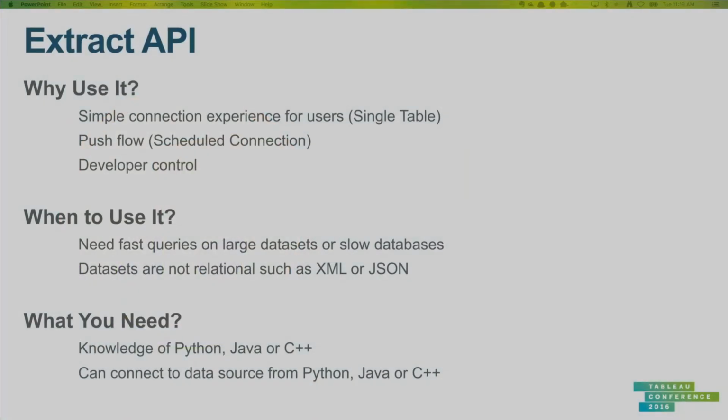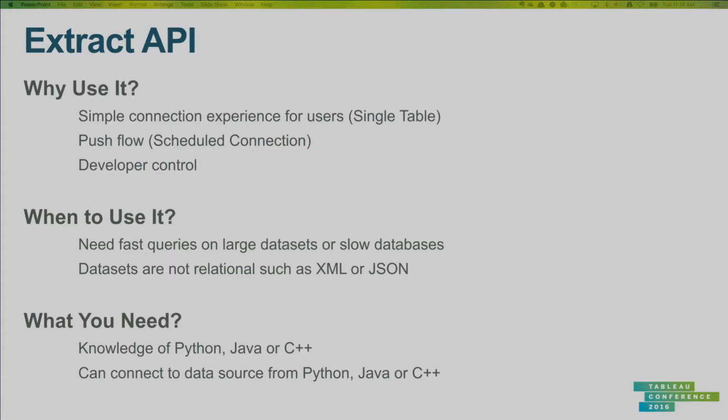There's the extract API. Who's used the extract API? A couple people. Cool. So why would you use it? Simple connection experience. Anyone who opens it up, it's one file, pops up, and there's no joining you have to worry about. It's all done for you, right? It's all done for the consumer. It's also push flow, so you can schedule something to actually occur. That means if you need to pull data from an operational system during off hours, you're working with a DBA who says, don't run live queries against this. This is a great option.